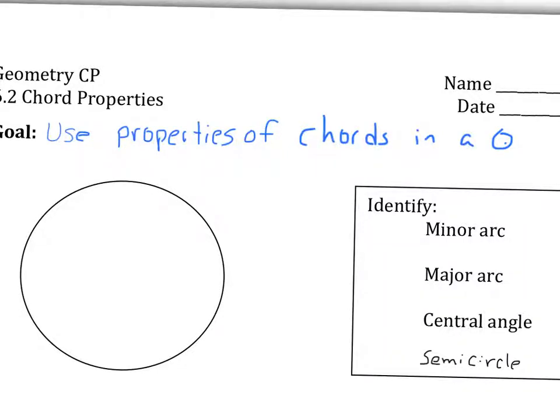So our goal here is to use properties of chords in a circle. And we are going to identify first a major arc, minor arc, what a central angle is, and of course a semicircle. These we've all seen before, and we're going to be more specific about it now.